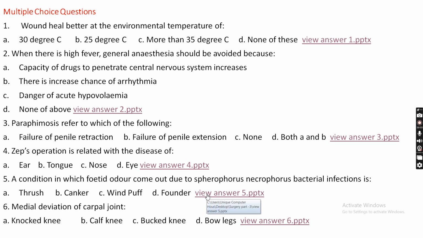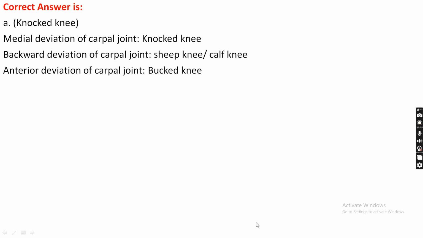Question number 6. Medial deviation of the carpal joint is: option A, knock-knee; option B, calf-knee; option C, buck-knee; or option D, bow-leg. The right answer is option A, that is knock-knee. Carpal joint medial deviation is known as knock-knee. Backward deviation of the carpal joint is known as sheep-knee or calf-knee. And if there is an anterior deviation of the carpal joint, that is known as buck-knee.